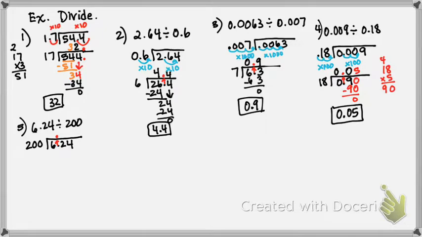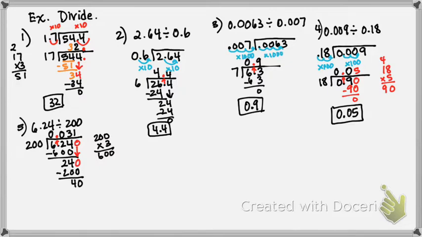Okay, so let's see. 200 goes into 6, no times. 200 goes into 62, no times. 200 goes into 624, and I think it's going to be 3 times. Yeah. So we put in our 3, and we get 600. We subtract. Our difference is smaller than 200, so we're good. Then we have permission to annex a 0. So we bring it down, and now we have 240. How many times can 200 go into 240? Only one time. So we get 200. We subtract. Difference is 40.